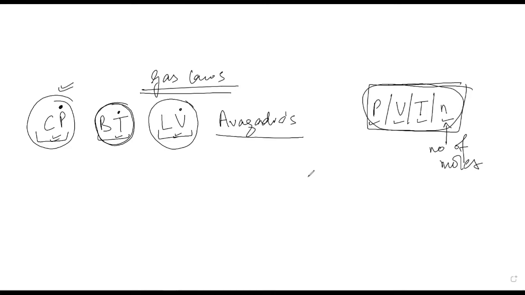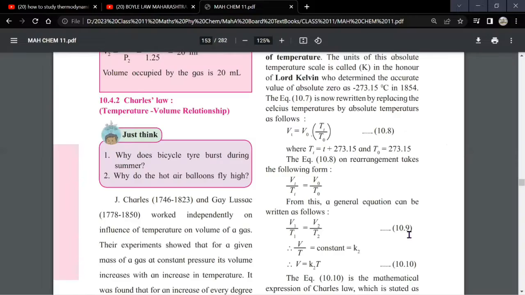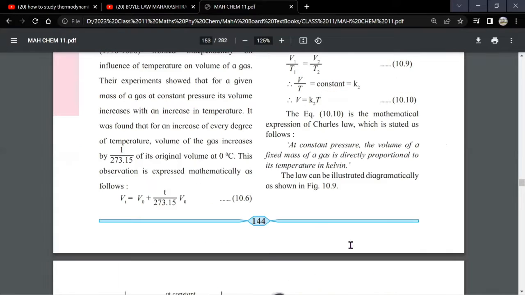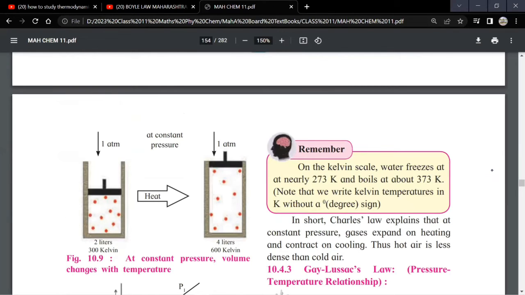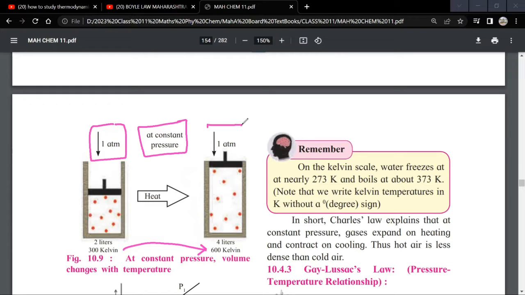Okay. So let us look at the simple definition of Charles law first, and then we'll look at the complicated definition. The simple definition is very simple. If I increase the temperature, and I have to keep the pressure constant, I'll repeat: if the temperature increases, the volume will increase. Is it making sense? Very simple law.